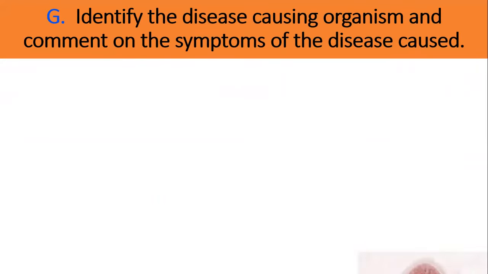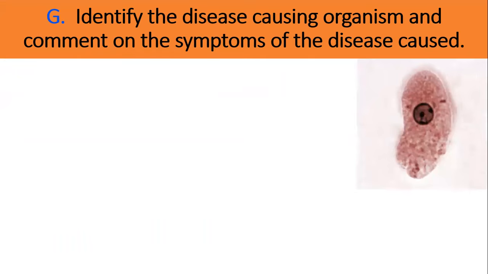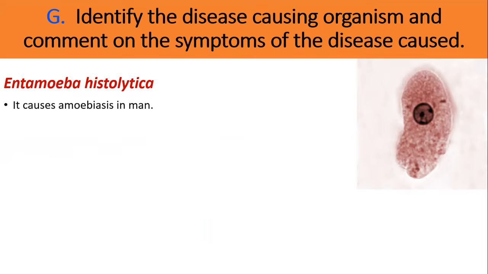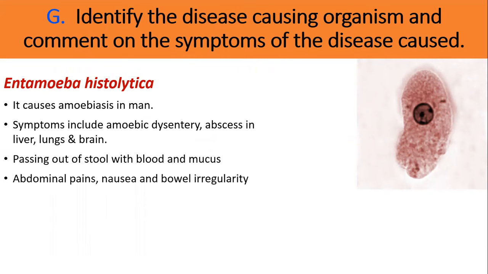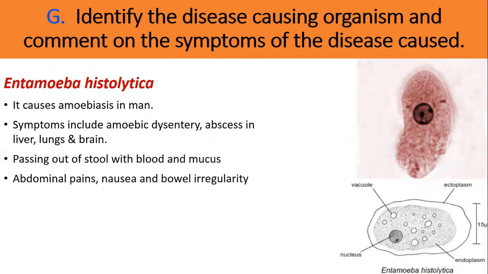Instead of malaria, if they give a diagram something like this, then you have to identify, students, that this is Entamoeba histolytica. Entamoeba histolytica is responsible for causing amoebiasis in man. Symptoms include amoebic dysentery, abscess in liver, lungs and brain, passing out stool with blood and mucus, abdominal pain, nausea, bowel irregularity. So these are all the symptoms of Entamoeba histolytica which causes amoebiasis.